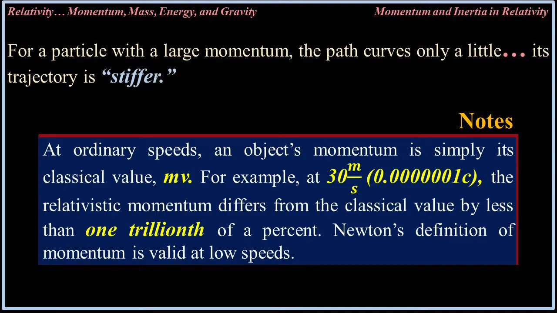Its trajectory is stiffer. At ordinary speeds, an object's momentum is simply its classical value, mv. For example, at 30 meters per second, or 10 to the minus 7 times c, the relativistic momentum differs from the classical value by less than 1 trillionth of a percent. Newton's definition of momentum is valid at low speeds.